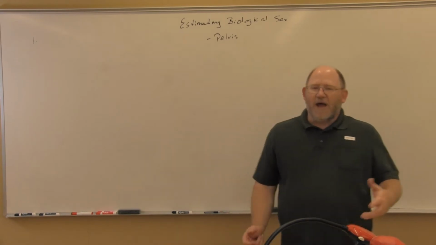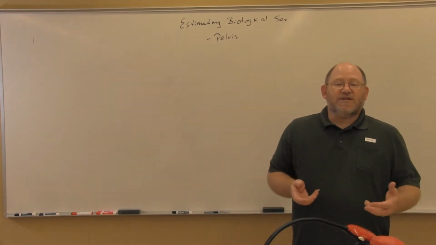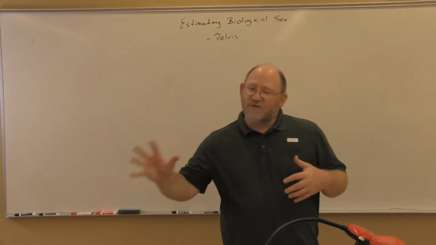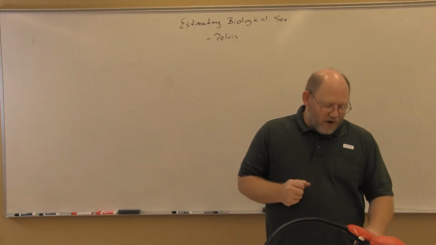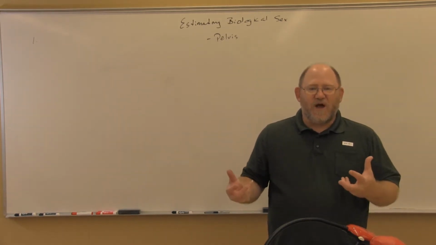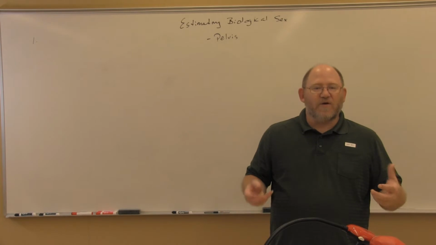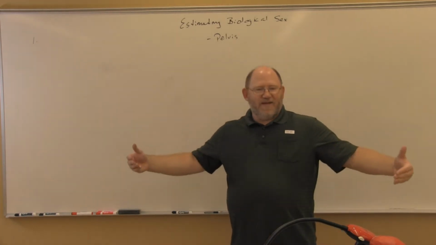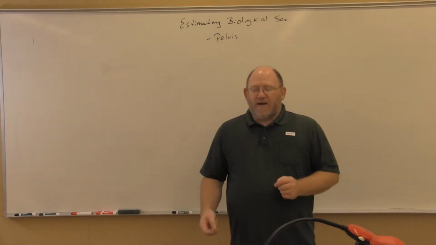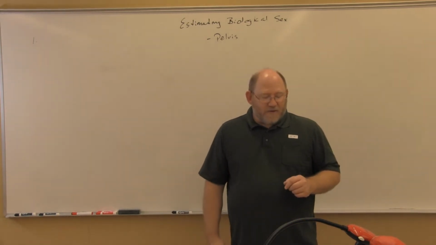All right, so we made the decision to divide the estimating biological sex into two parts. First part was the skull. Second part is the pelvis. And for the pelvis, we'll talk about the entirety of the pelvic girdle, both pelvis bones, or more accurately, the os coxa. And also I'll talk a little bit about the sacrum.